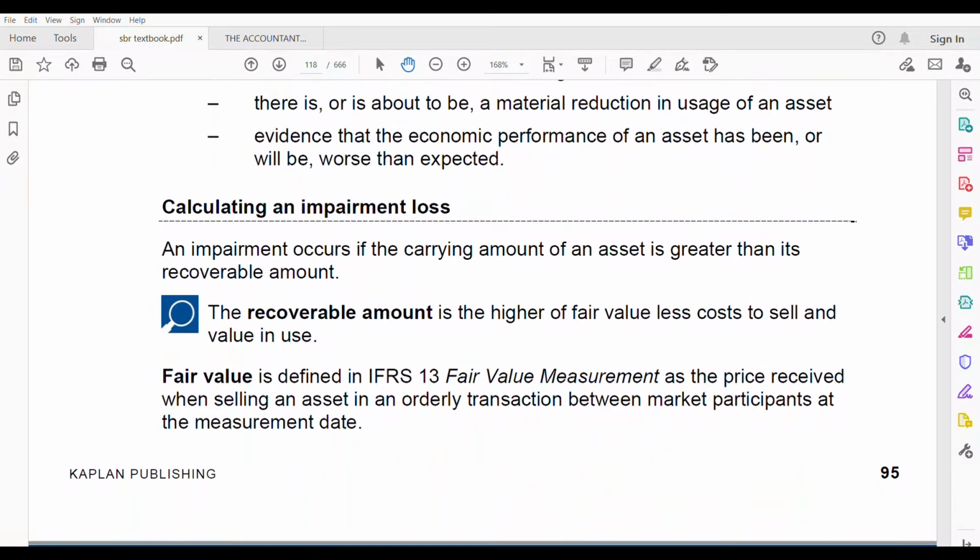Now we are calculating an impairment loss. How to calculate an impairment loss? This occurs when the carrying amount of the asset is greater than the recoverable amount. So how to calculate the recoverable amount?